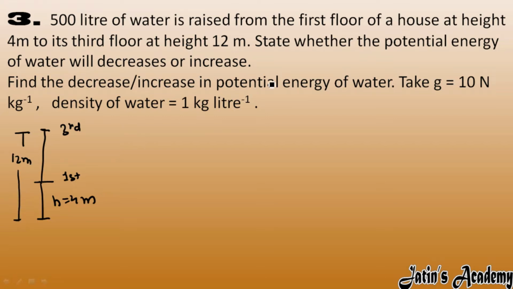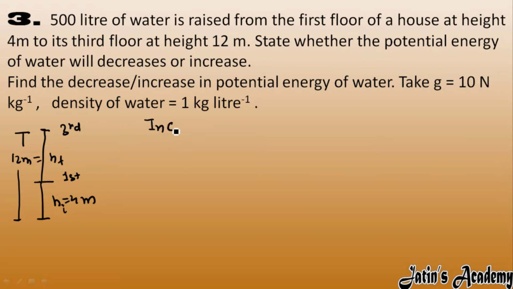We have to calculate whether the potential energy will increase or decrease. Now carefully see, height will increase or decrease. So initial height is 4 meter, final height is 12 meter. So height is actually increasing, which means that potential energy is increasing. Now we have to calculate the increase in potential energy.